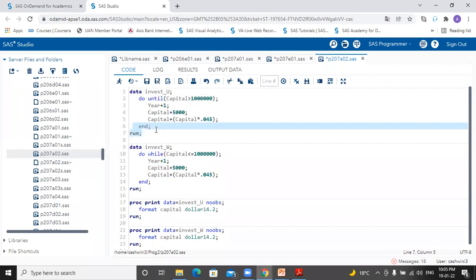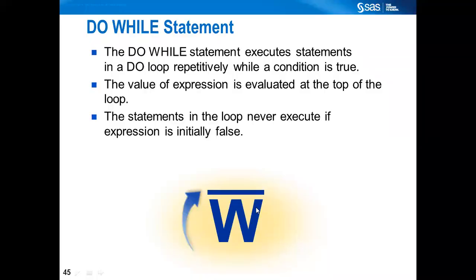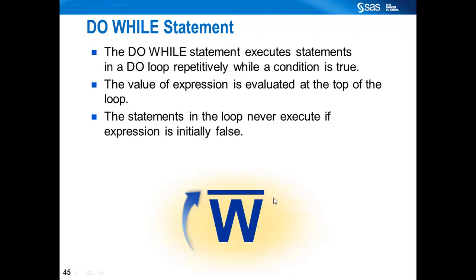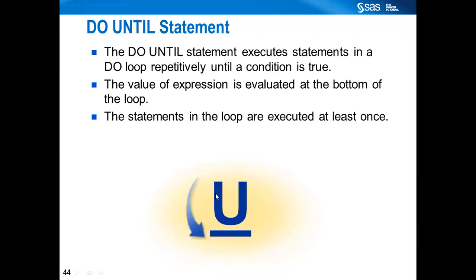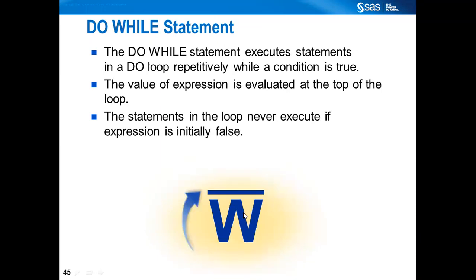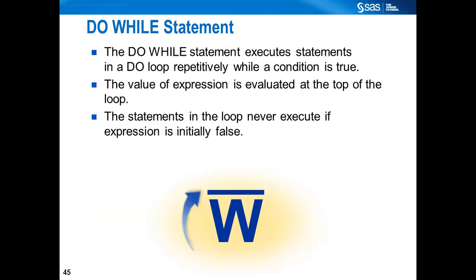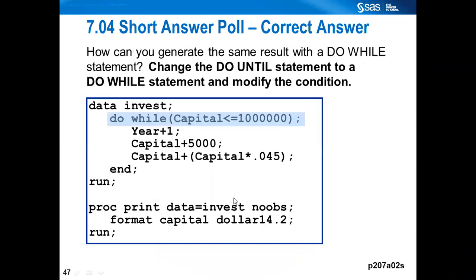So always remember this figure. This is what it's telling. For until, it checks the condition at the bottom, whereas for while it checks the condition at the top. So if it is false at the top, then it will not enter the loop. Same thing with while. So change the do until statement to your do while statement and modify your condition in this way.